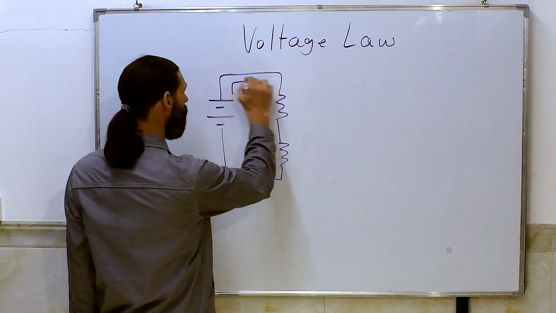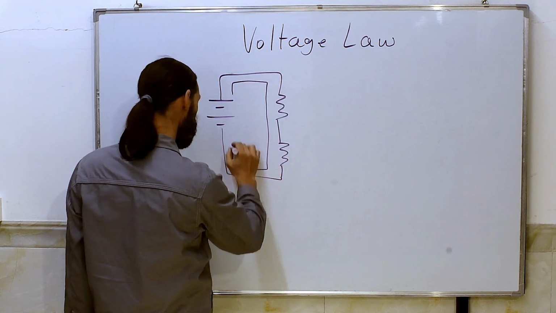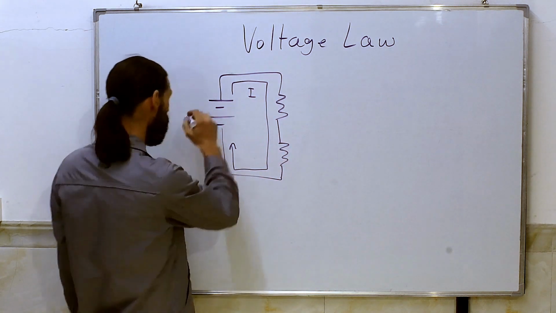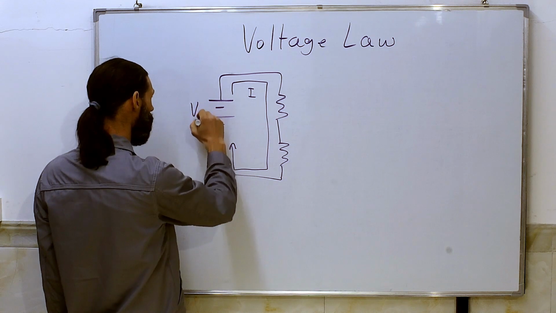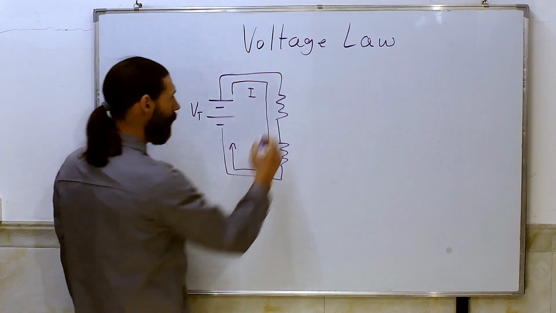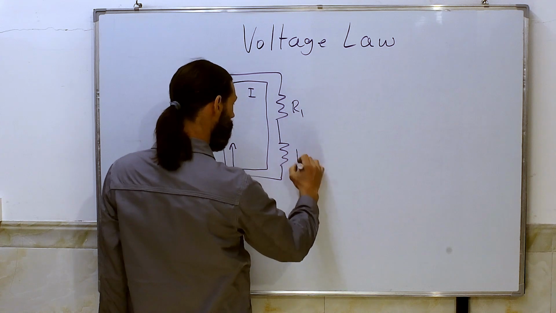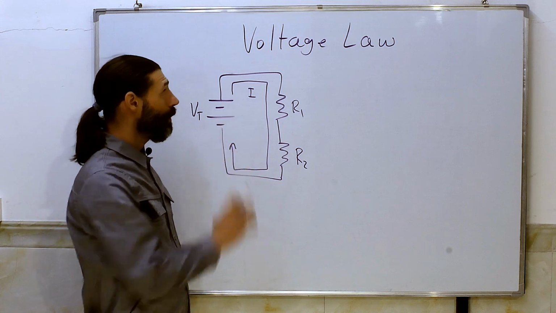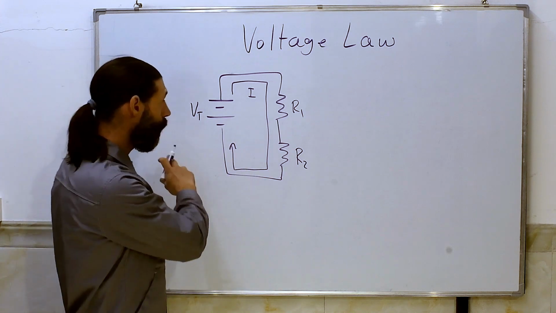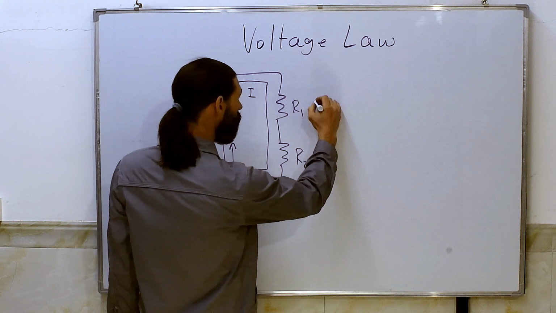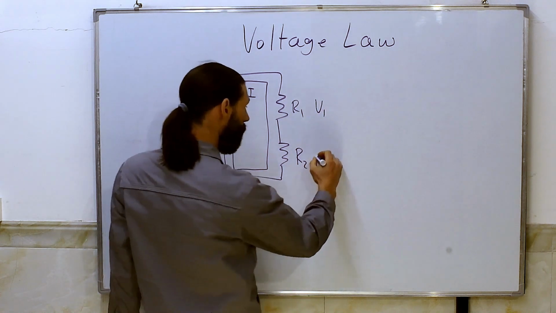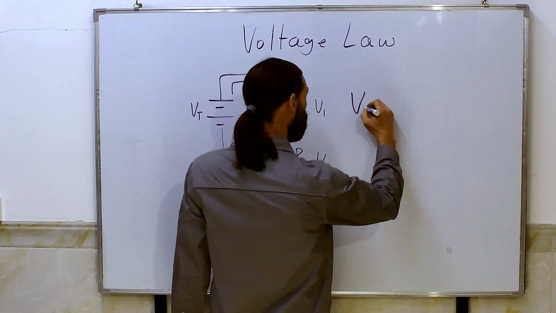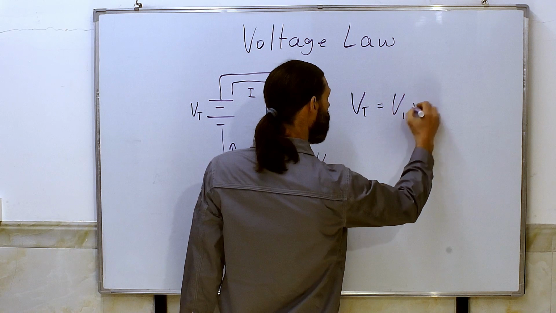Now, remember our current flows like this. That's I, and the current is the same everywhere in the circuit. This is our total voltage across the battery. And then we've got resistor 1 here and our second resistor here. Now, the voltage law says that the total voltage is equal to the voltage drop across R1 plus the voltage drop across R2. So the total voltage is equal to V1 plus V2.